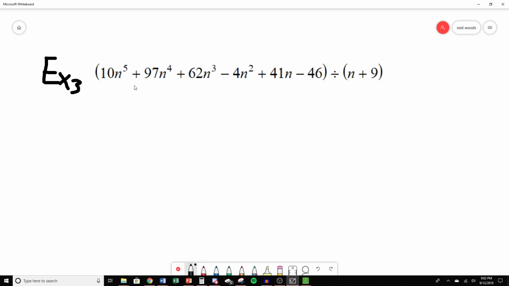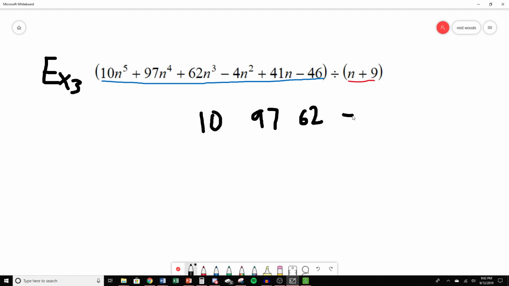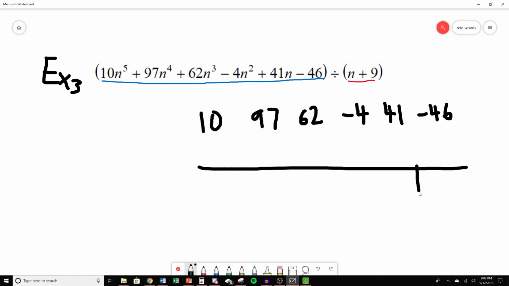Okay, here we go. So let's line up all the coefficients. This is our dividend. This is our divisor. We need to line up those terms, the dividend. So we line them up: 10, 97, 62, -4. Remember to keep the signs. 41, -46. Draw the line. Put the little mark there and draw the box.